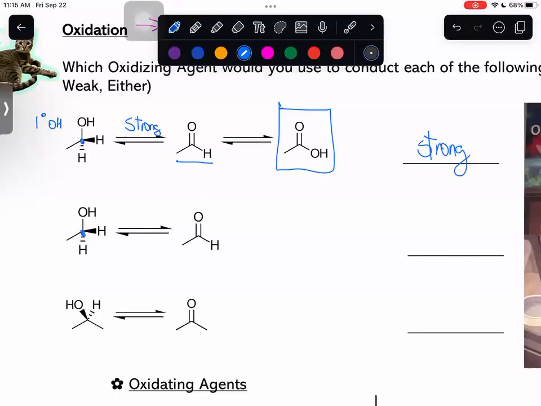Now, very similar in this case. What kind of alcohol is this? Primary. Primary as well. Now, we're stopping at the aldehyde. It's going to be a weak reducing agent. Sorry, weak oxidizing agent.